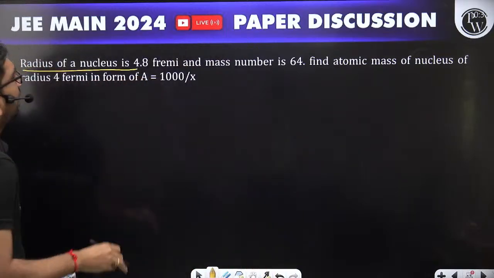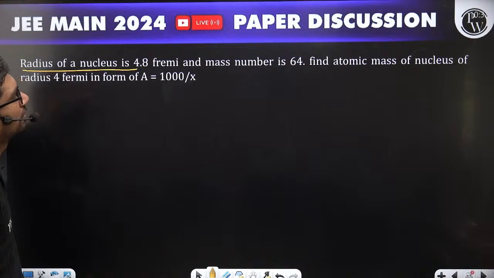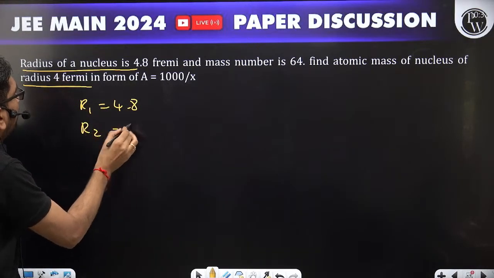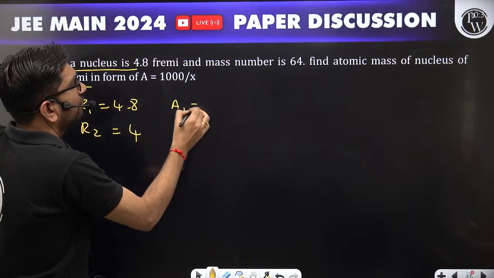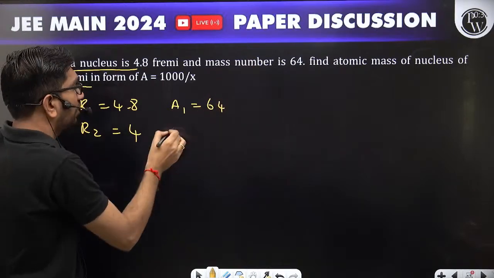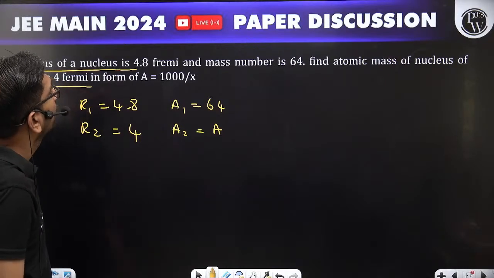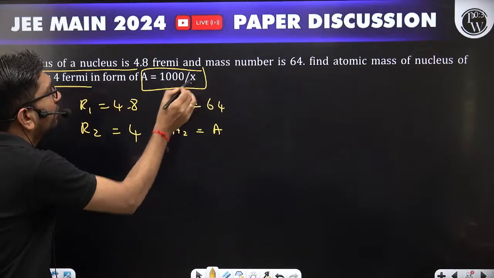The radius of a nucleus is 4.8 Fermi and mass number is 64. Find the atomic mass of a nucleus of radius 4 Fermi. So R1 is given as 4.8, R2 is given as 4, and the A1 value is given as 64. Let A be the A2 value I am considering. So you have to calculate the value of x.